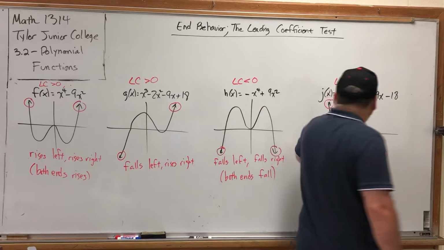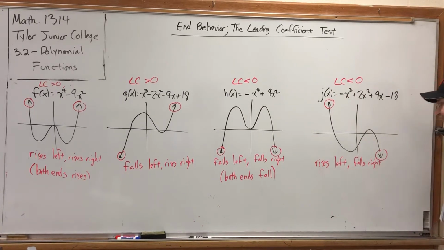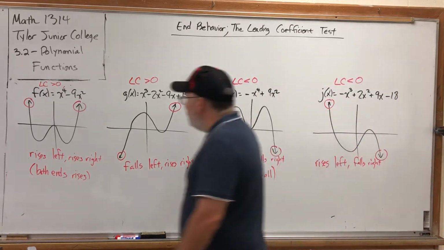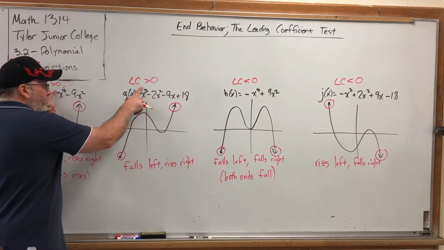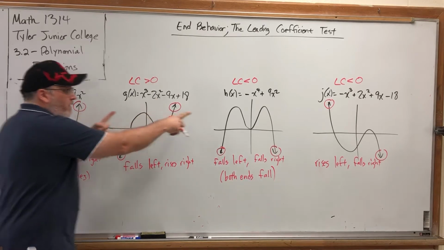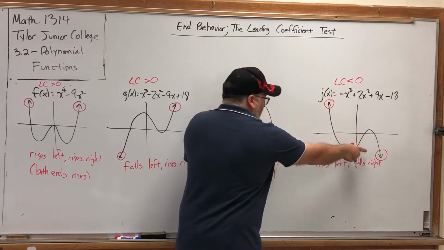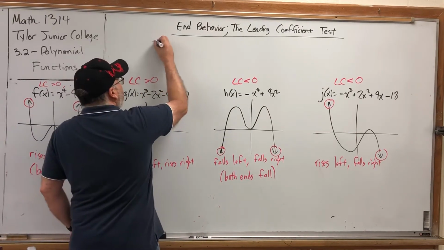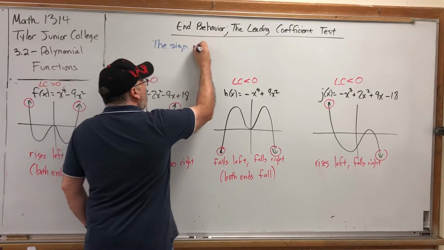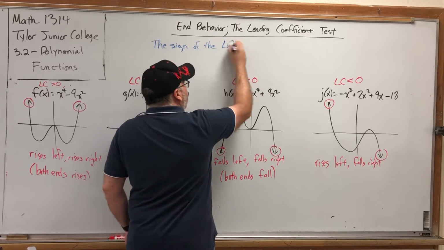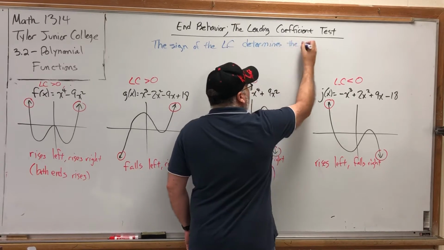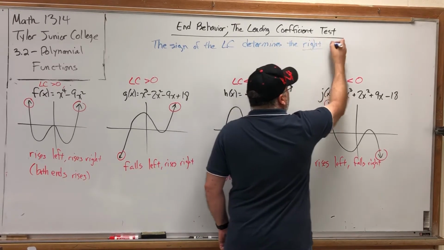Well, what about when the leading coefficient is negative? What do these two graphs have in common in terms of their ends? On both of these, the right falls. So, if the leading coefficient is positive, the right rises. And if the leading coefficient is negative, the right falls. So what we can say is the sign of the leading coefficient, LC, determines the right end behavior.